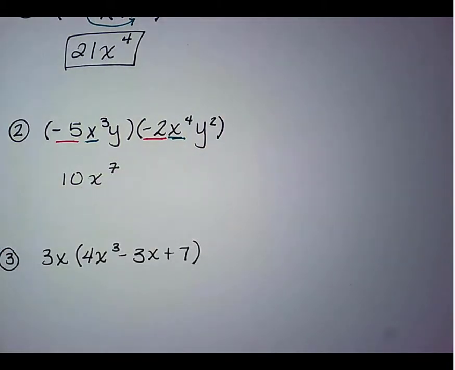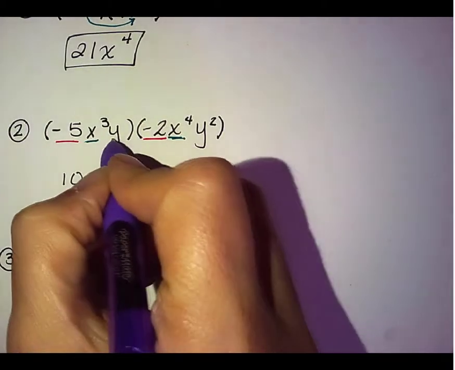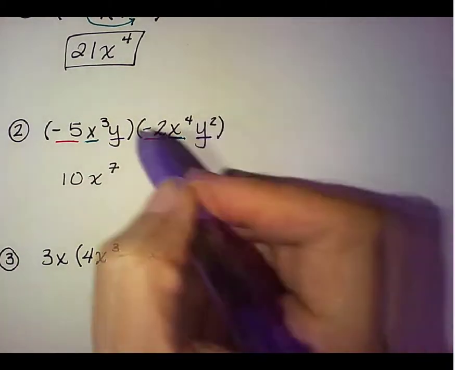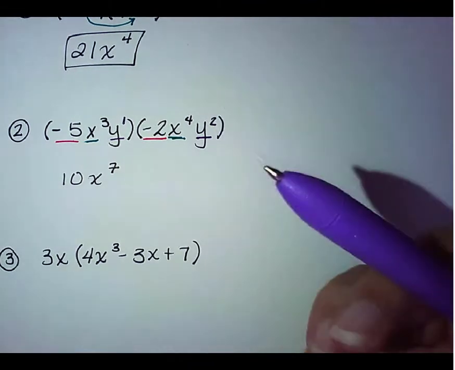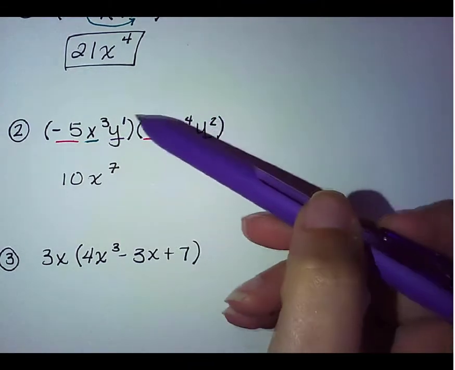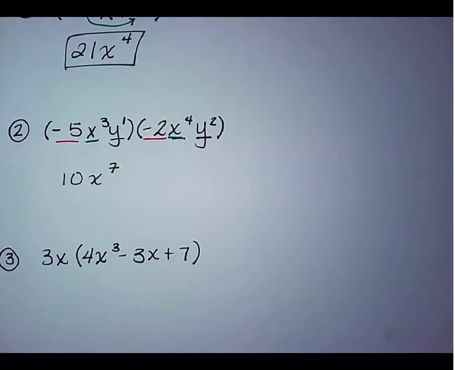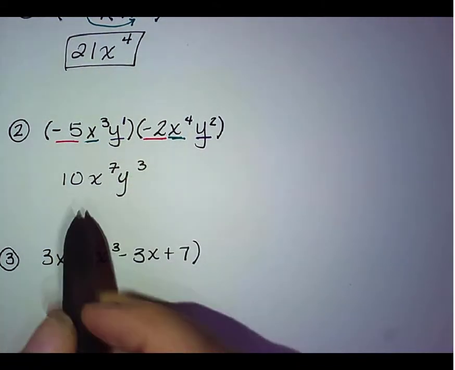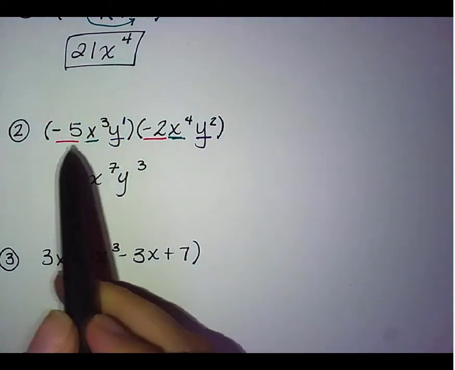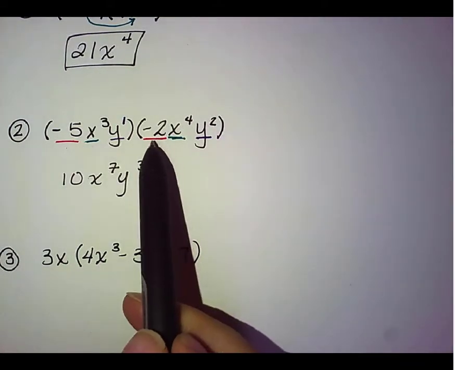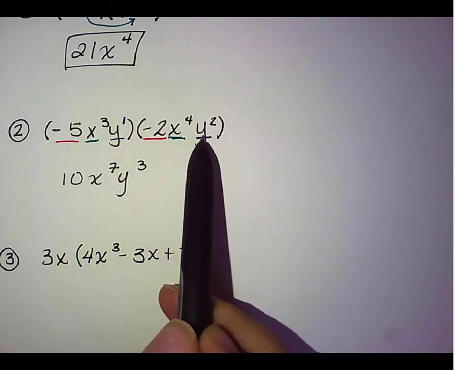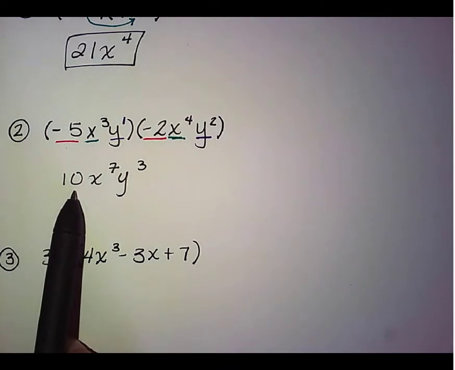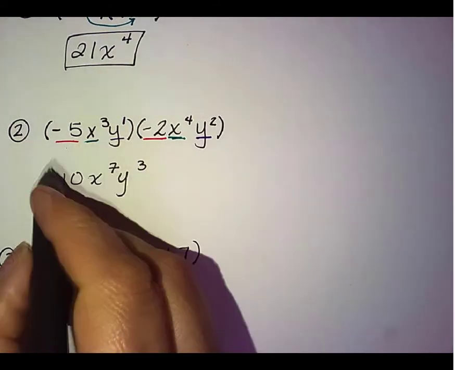And then on our y's, we're going to do the same thing. We're going to add our exponents. And again, remember, if it doesn't have an exponent, it's automatically a 1. So we're going to do 1 plus 2, which would give us 3. So this would be y to the third. So our answer for these, multiplying -5x cubed y times -2x to the fourth y squared, would be a positive 10x to the seventh y cubed.